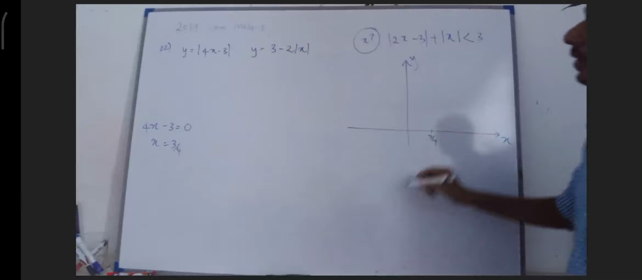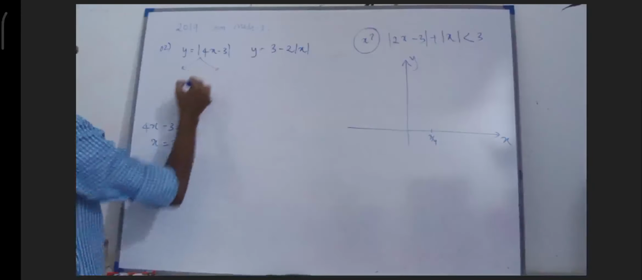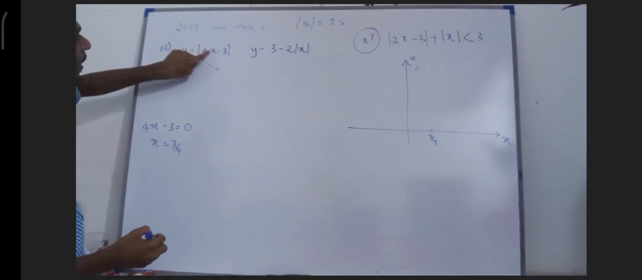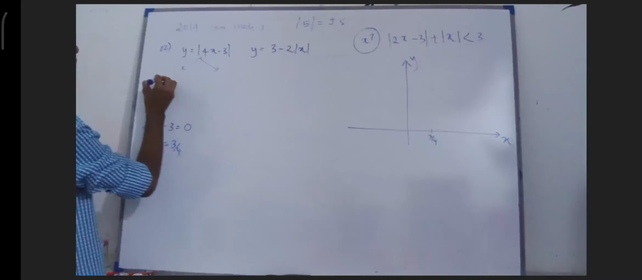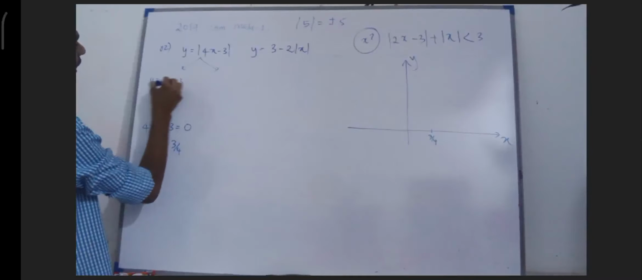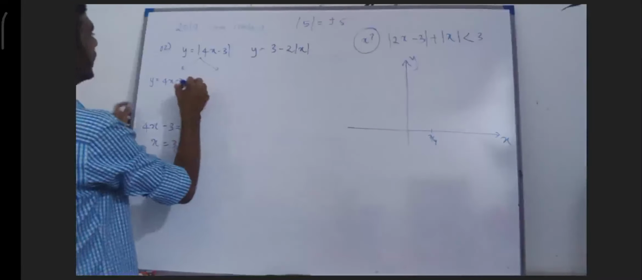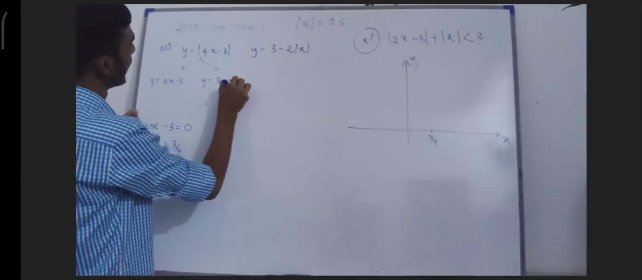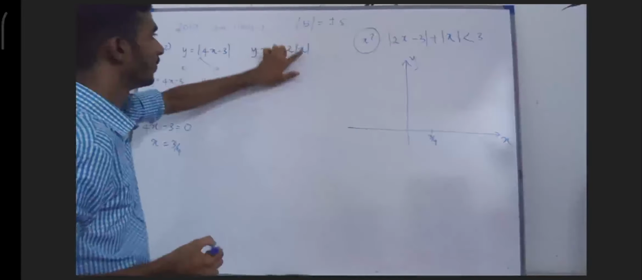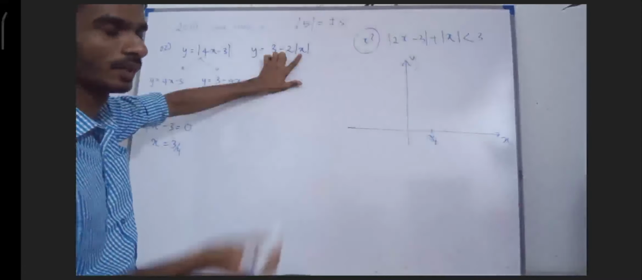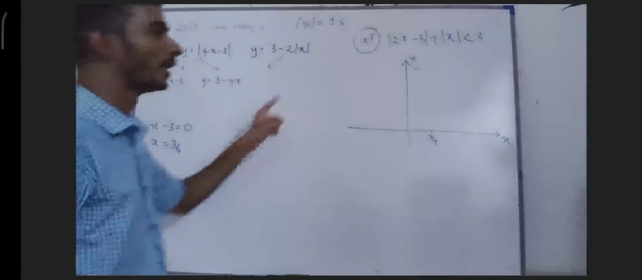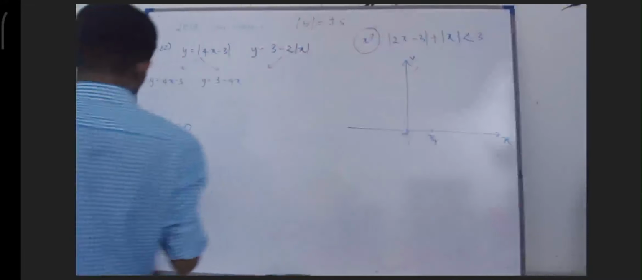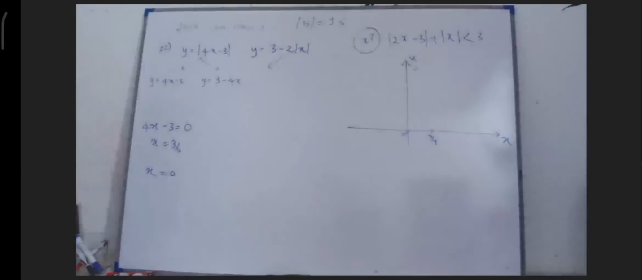Now we have two kinds of graphs. Modulus of 5 means it can be plus or minus 5. So this also can be plus 4x minus 3 or minus of 4x minus 3. So y is equal to 4x minus 3 can be an equation. Then the next equation is y is equal to the minus of the expression within the modulus, so that is equal to 3 minus 4x. Now if I equate the expression within the modulus symbol to 0, x will be 0. Then the next critical point is x is equal to 0. Let me take this as 0, the origin. So x is equal to 0. These two are the critical points.